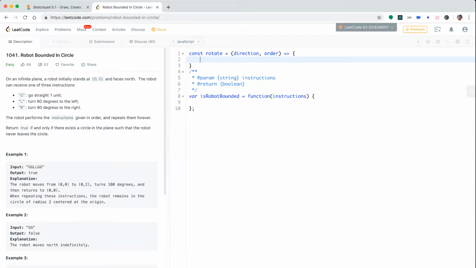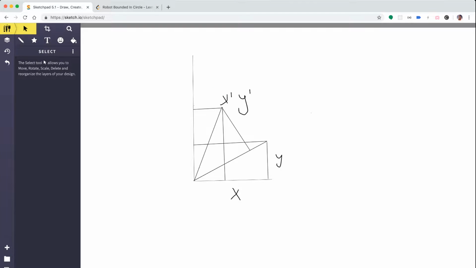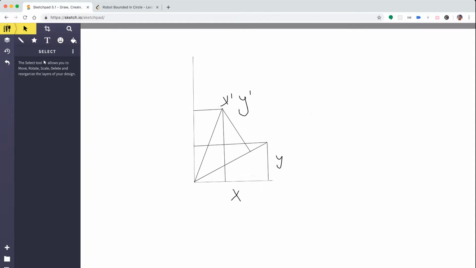So when we rotate it with L or R, how can we rotate them? This leads me to remembering the matrix thing, rotating the matrix, but I forgot. I really forgot. I haven't touched the matrix for 10 years. So I will draw this map to recall it.